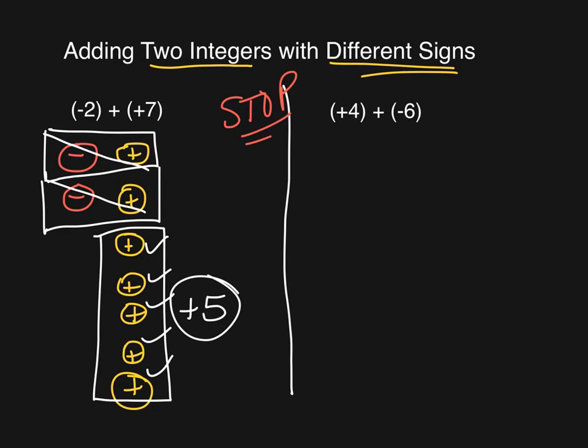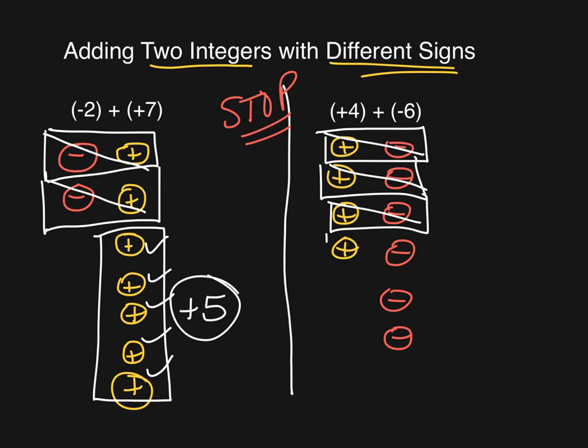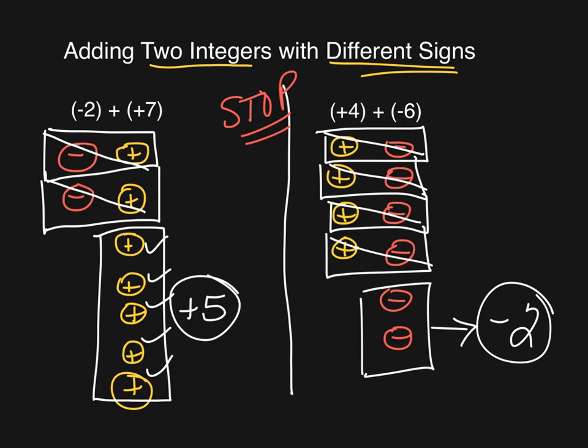So here we are with this next one. We've got +4, so that's 4 positive chips. 1, 2, 3, 4. Plus -6, so that's 6 negative chips. I want to make sure I line them up. So I've got 1, 2, 3, 4, 5, 6. Now I simply get rid of my 0 pairs. That's 1, 2, 3, 4 0 pairs are gone. This is what I'm left with, which is -2. And there's my answer.